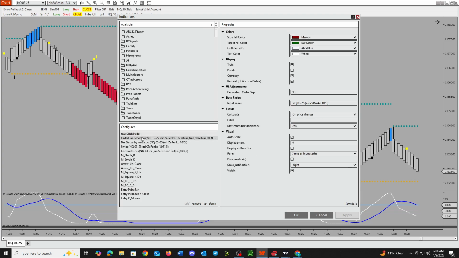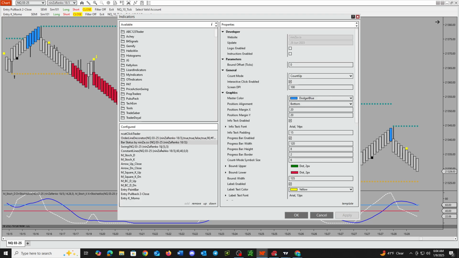Order line decorator, that's free. It's in my Discord. It's just a really neat indicator that shows once you get into a trade, it highlights the number of ticks to your take profit, your dollar amount for your take profits and so forth, and your stop losses. So it's a really neat tool to have from that respect. We already talked about the bar status by Ninzaco. That just highlights where the bar is going to close at.